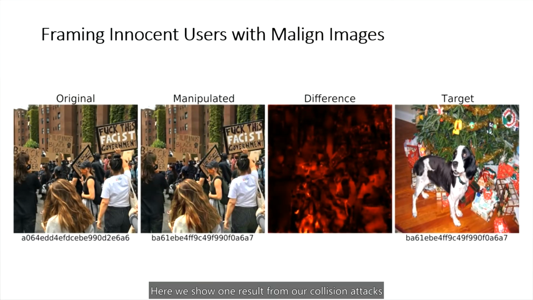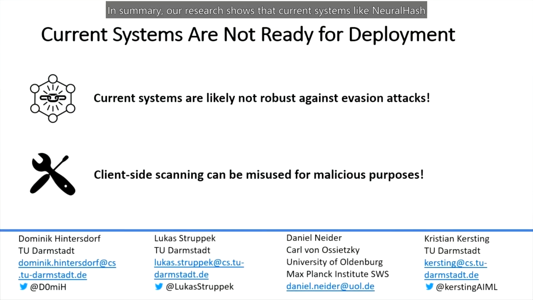Here, we show one result from our collision attacks, performed on an image from a Black Lives Matter protest. As you can see, both images on the left are visually hard to distinguish. However, the hash values produced by NeuralHash for the images are completely different. Moreover, the hash value of the manipulated image matches the one from the unrelated dog image. This demonstrates the real applicability of such collision attacks, which allow an adversary to frame innocent people or even monitor them. In summary, our research shows that current systems like NeuralHash are likely not robust against various attacks.